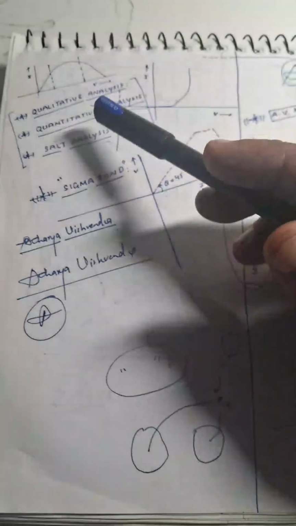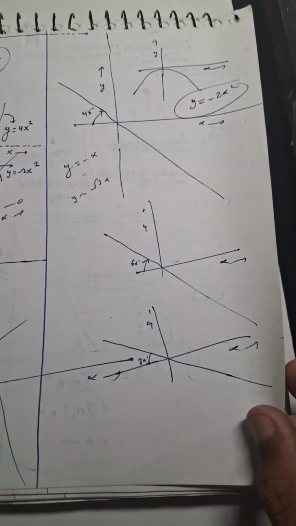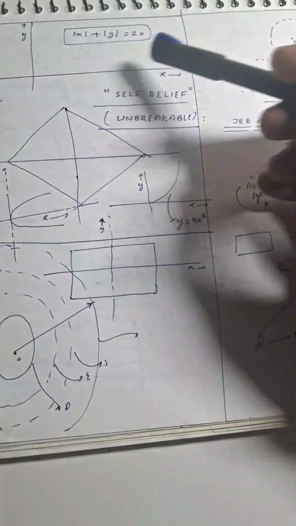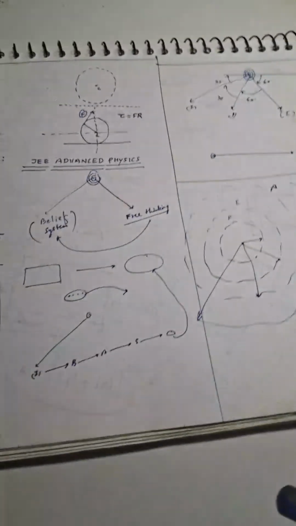Then there is some qualitative analysis, quantitative analysis, sigma bond, pi bond analysis, graphical analysis of parabola curve, straight line graph, various analysis. Then there is a graph of mod x plus mod y equals 20. It will be a square shape graph, just like this.